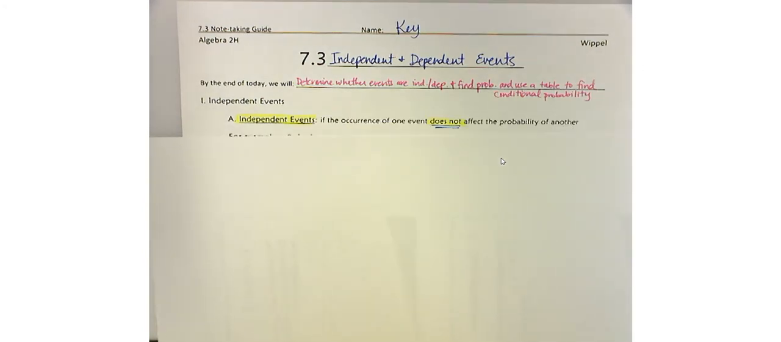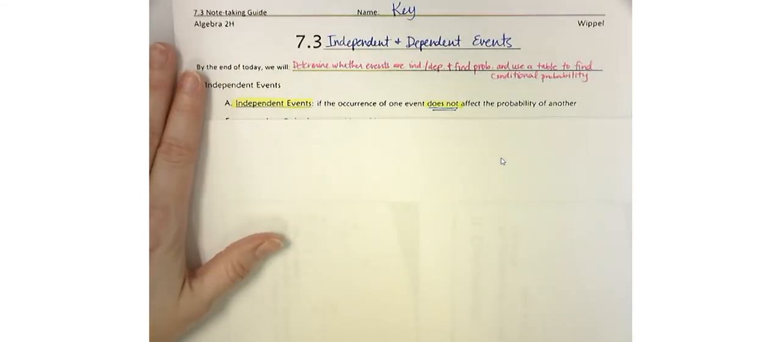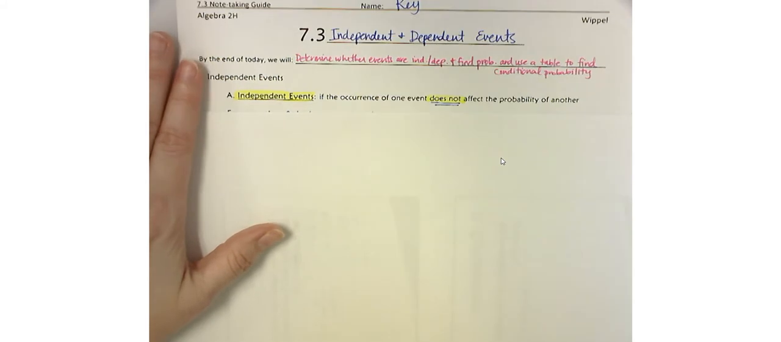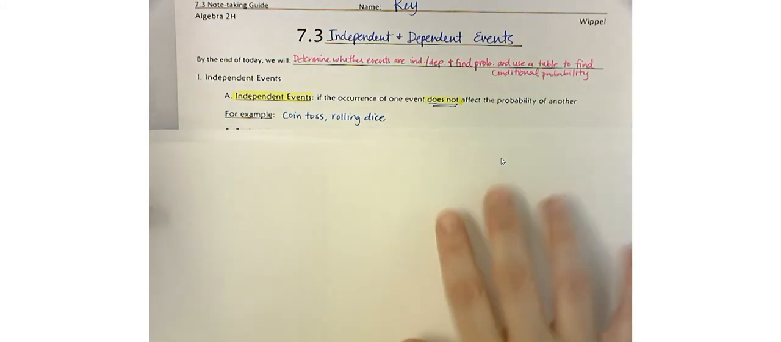So an independent event is an event where the occurrence of one event does not affect the probability of another. For example, the coin toss that we just did, or rolling dice. What you roll one time is not going to affect what you roll another time. Let's do an example together.